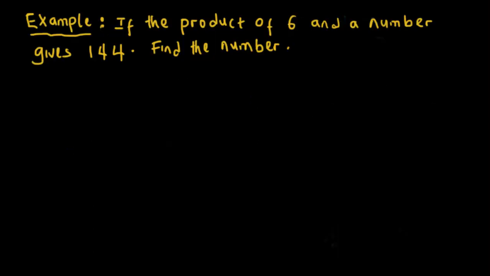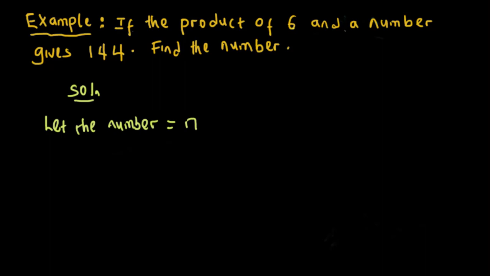So we have this question. If the product of 6 and a number gives 144, find the number. Now let's solve this. Now remember, the first thing you want to do is to say let the number be a letter, let's say n. Do you understand? So let's go to the question.